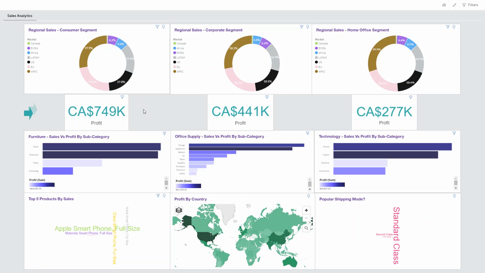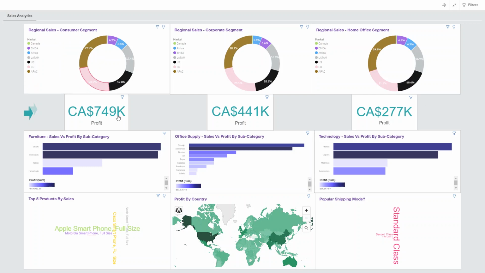So the first question we're going to be answering today is how well are the regions doing in terms of sales for all three segments? Here we have the consumer segment, corporate and home office, and we can see the different regions. Quickly we can tell the top three regions, which would be the APAC region, which is the Asia Pacific, the EU, and the United States. And it looks to me it's pretty much the same for all three segments.